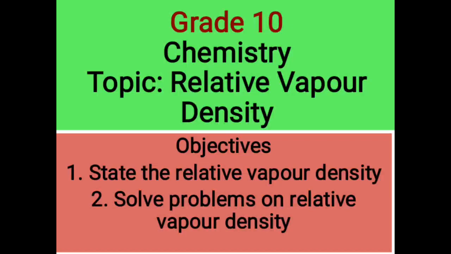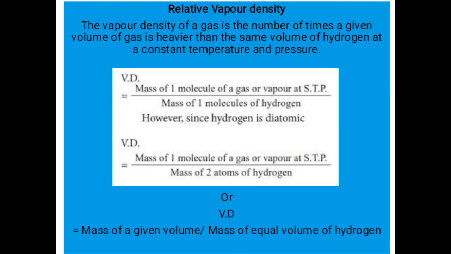In this topic, we have two objectives we are going to achieve. One is that after this class, you should be able to state the relative vapor density. Second, you should be able to calculate problems related to this topic. These are the two objectives. Are you with me? Now, let's go.